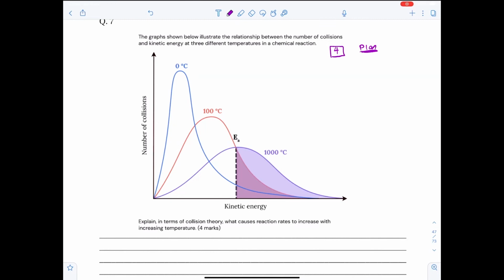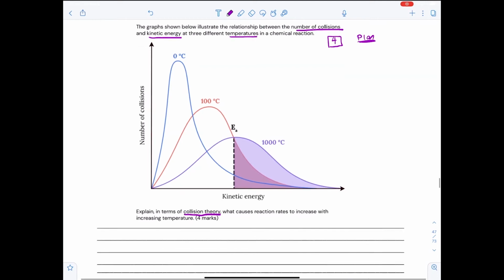So what I want you to do now is I want you to underline the key words here. Pranav, what are the key words in this question? Yes, number of collisions. And then temperature as well. Different temperatures, yeah. Reaction rate to increase. Okay, good. So that's what I wanted to hear, right? So you want to start by underlining all the key words, right?